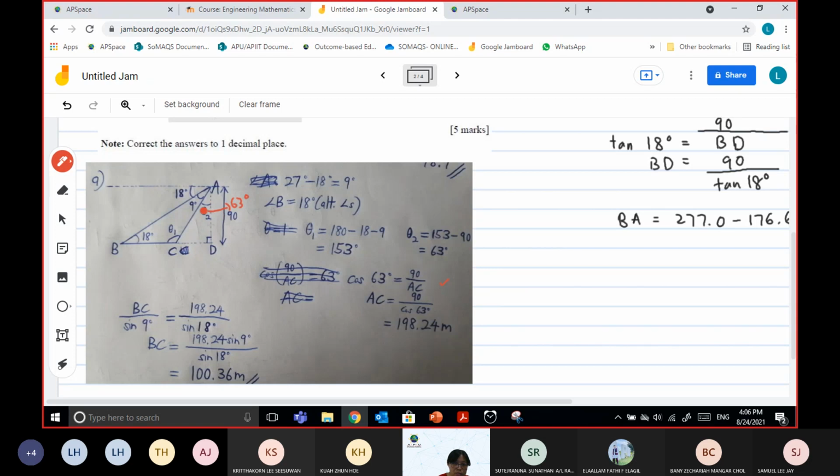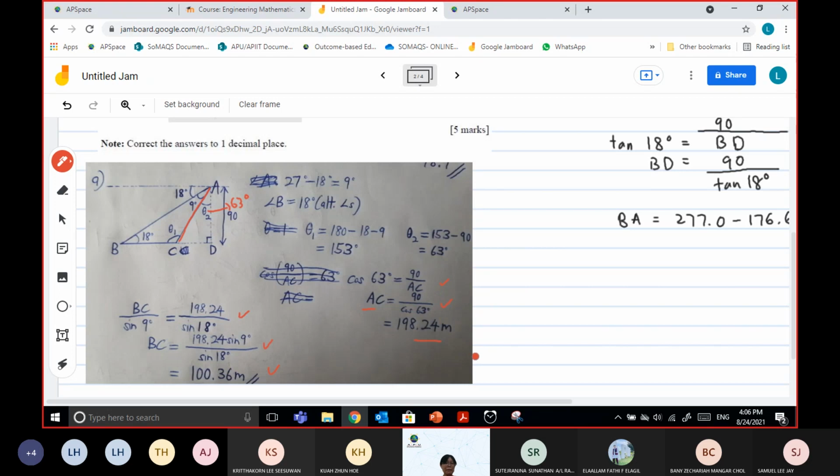Then he used cos 63 equals 90 divided by AC. Then he solved for AC. AC is here, and he found AC. After that, he used the sine rule: BC divided by sine 90 equals 198.24 divided by sine 18. Yes, correct.